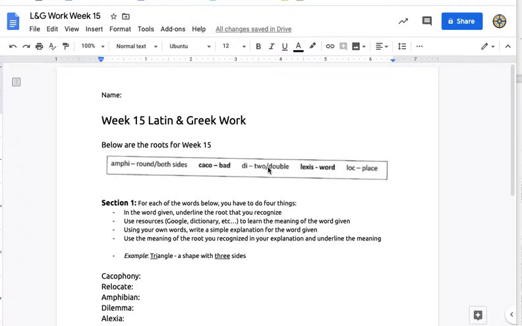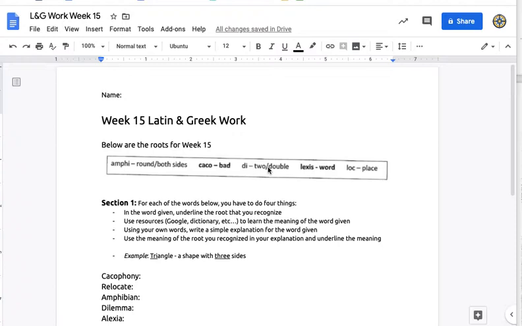So, all of the language arts teachers in 7th grade are collaborating to create resources for our students to work on, and each teacher is taking a lead in a different area, and my area is Latin and Greek resources. So, even though I might not be your normal teacher, I'm going to be, for the remainder of the school year, your teacher for Latin and Greek materials.